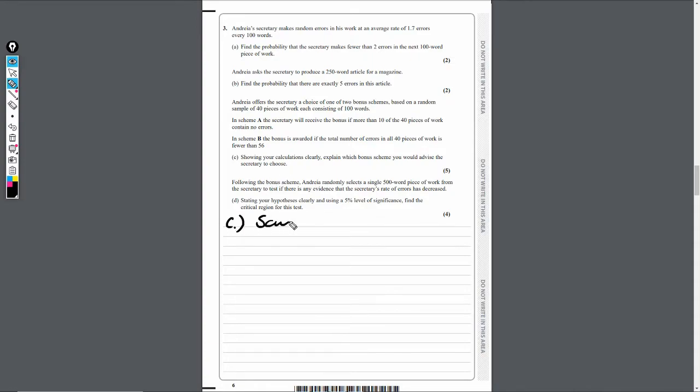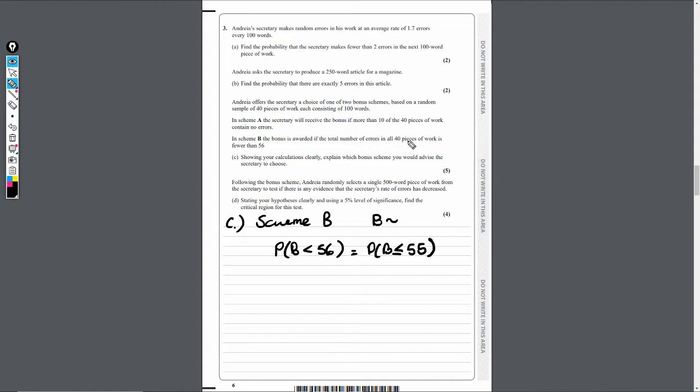So scheme B. What it's saying is that if the probability of, let's call it B, is less than 56, like it's saying here, fewer than 56, then we're all good. That's what we want. So how do we find the probability that B is less than 56? Well, that would be the probability that B is less than or equal to 55. But we've got to be careful here. What distribution are we going to be using? Well, we're going to say B.